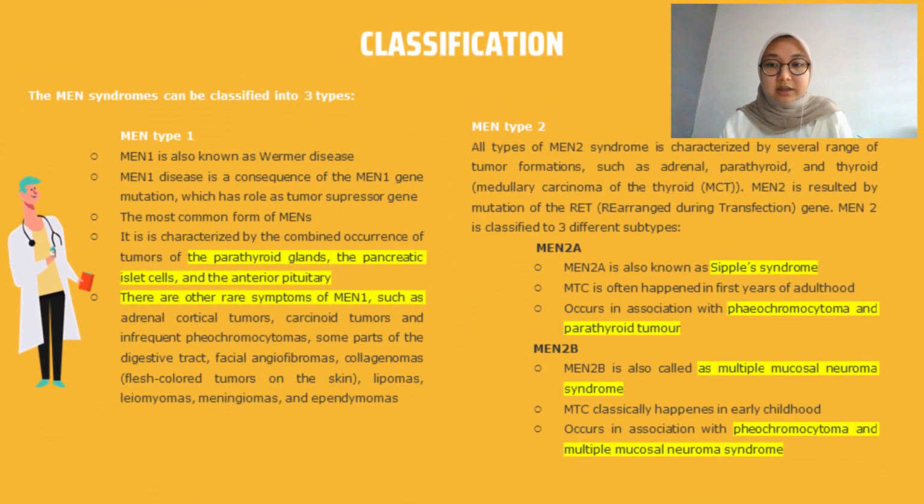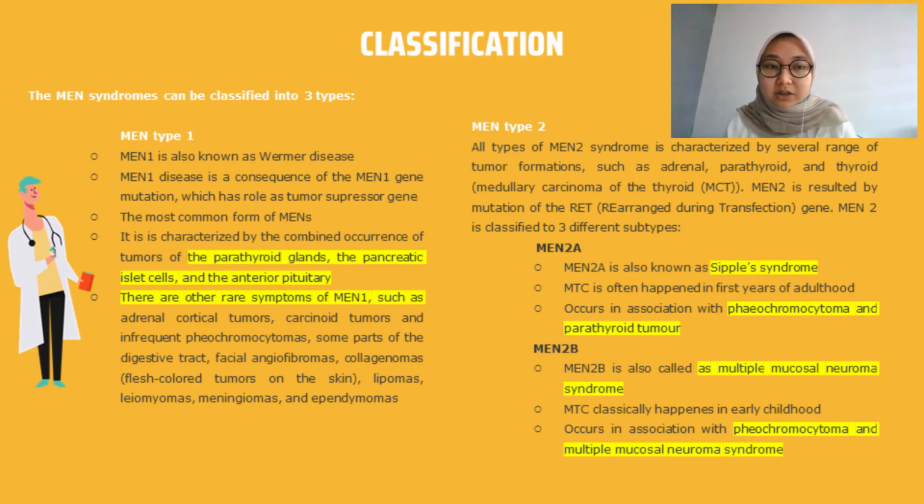Hello, my name is Dara Cynthia Augustine with student number 069, and I will give an explanation about the classification of the MEN syndrome. First of all, the MEN syndrome can be classified into 3 types. The first one is MEN 1 syndrome. MEN 1 is also known as Wermer disease, which is also the most common form of MEN syndrome. MEN 1 disease is caused by MEN 1 gene mutation. This disease is characterized by combined co-occurrence of tumors in the parathyroid glands, pancreatic islet cells, and the anterior pituitary.